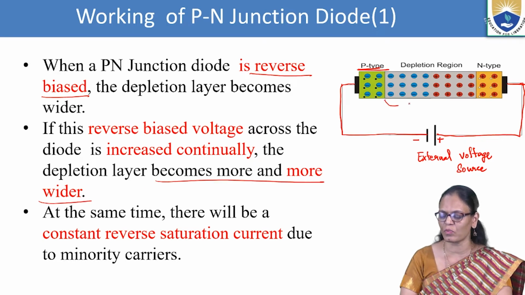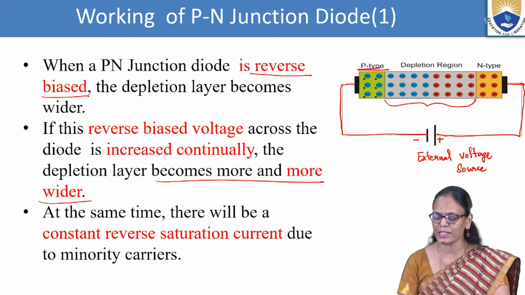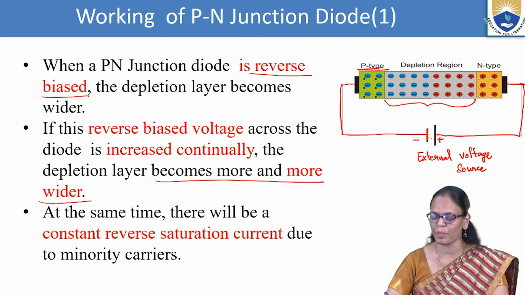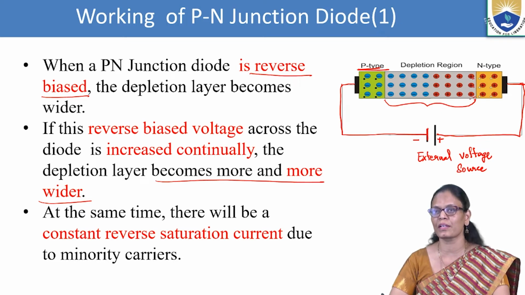Why? You can see here, the width of the depletion layer is increasing. Why it is happening is because this is negative, so the holes will get attracted towards the negative terminal. So more and more holes are moving towards the terminal, which means more and more negative ions are being created on the P side of the junction. And the same way here, when N type is connected to the positive, all the negative ions are attracted towards this. So when the negative ions are moving away, more and more positive ions are being created. So there is creation of more and more positive and negative immobile ions. And because of this, the width of the depletion layer increases.